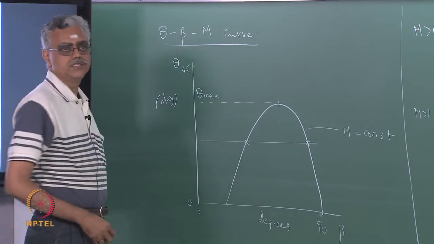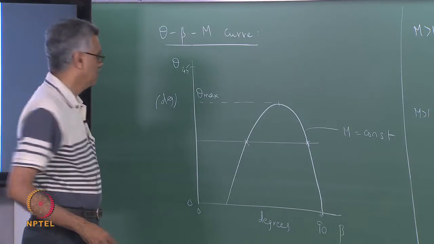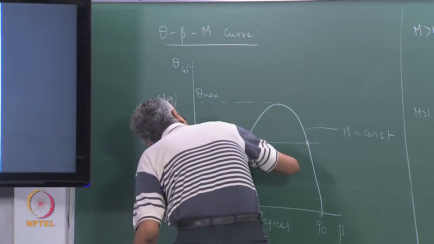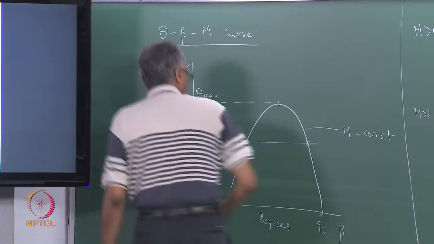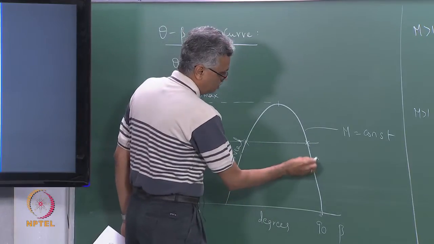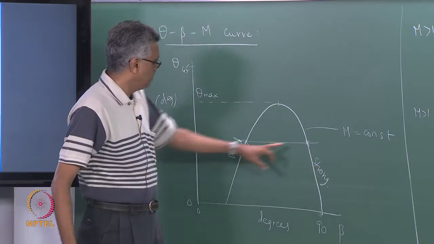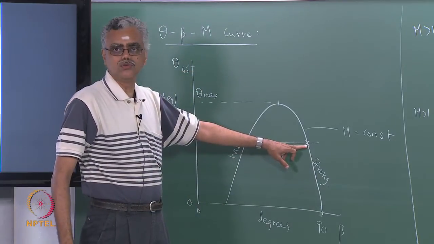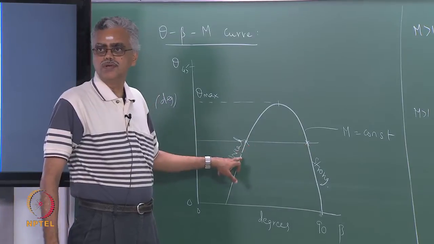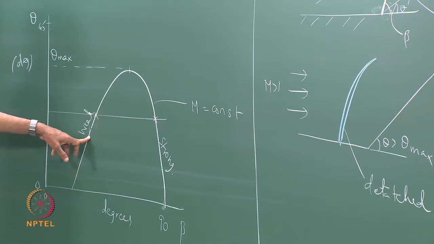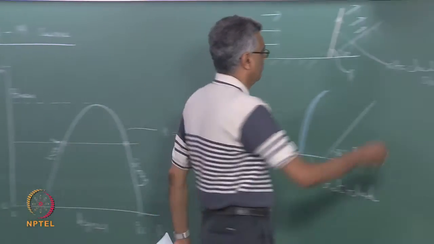The left branch is usually called the weak shockwave solution, and the right branch is called the strong shock solution. So notice that the beta corresponding to the strong shock solution is larger than the beta corresponding to the weak shock solution. So what this is telling me is the following.